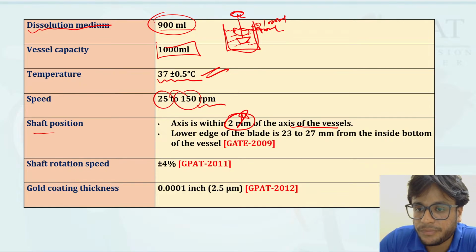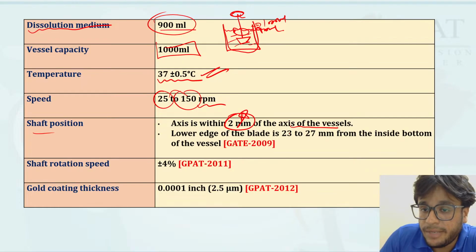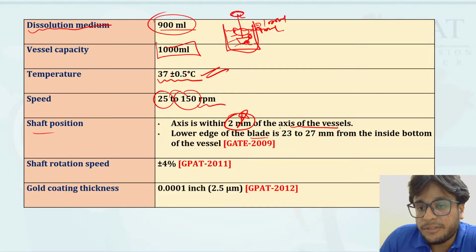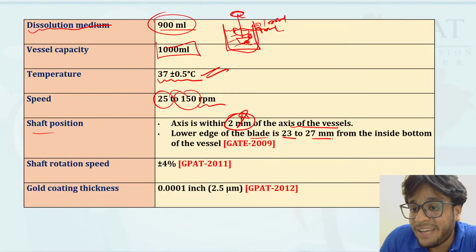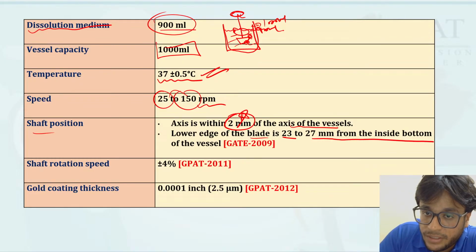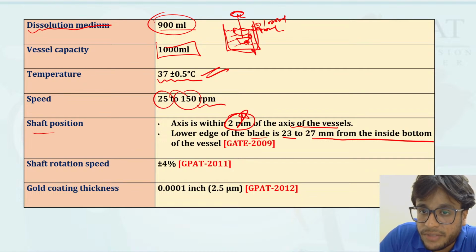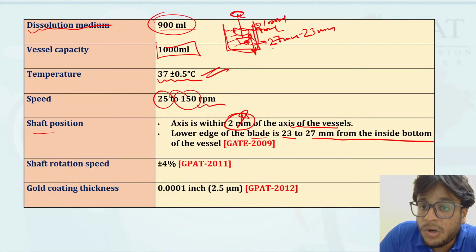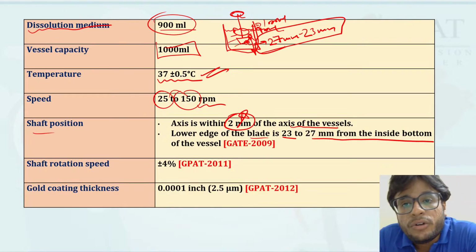Okay, and the longer edge of the blade. So this is going to be the longer edge of the blade, and this is going to be the shorter edge of the blade. The longer edge of the blade is 23 to 27 mm from the inside bottom of the vessel. Okay, so this is the inside bottom of the vessel. It has a distance of around 23 to 27 mm. All these things are kept constant here because they can alter or change the dissolution.